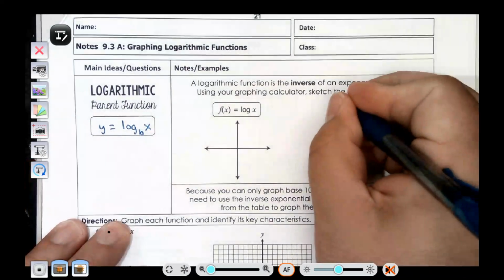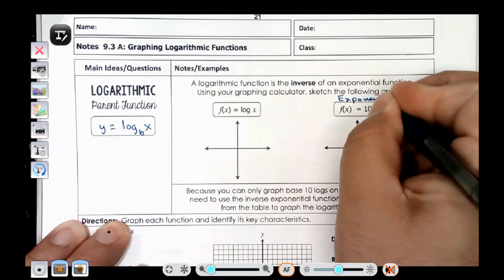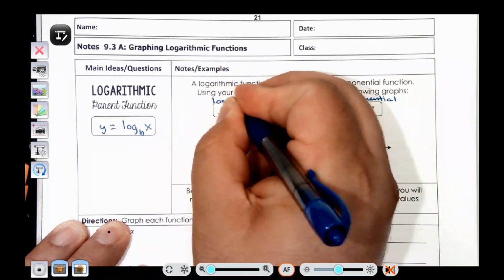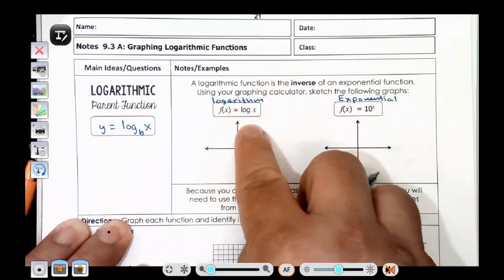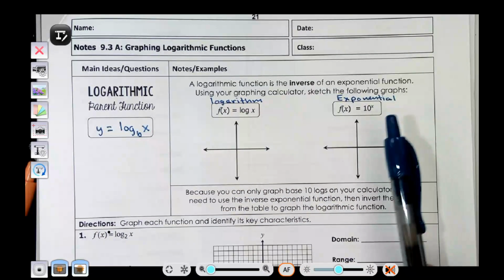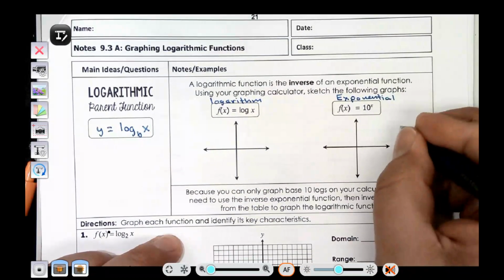This is what we call an exponential here. So we have an exponential function. This is our logarithm. How do we know the difference? This one literally says the word log. And remember, this is a base 10 logarithm. So we have already drawn an exponential function. This is the parent function. And remember what we said.